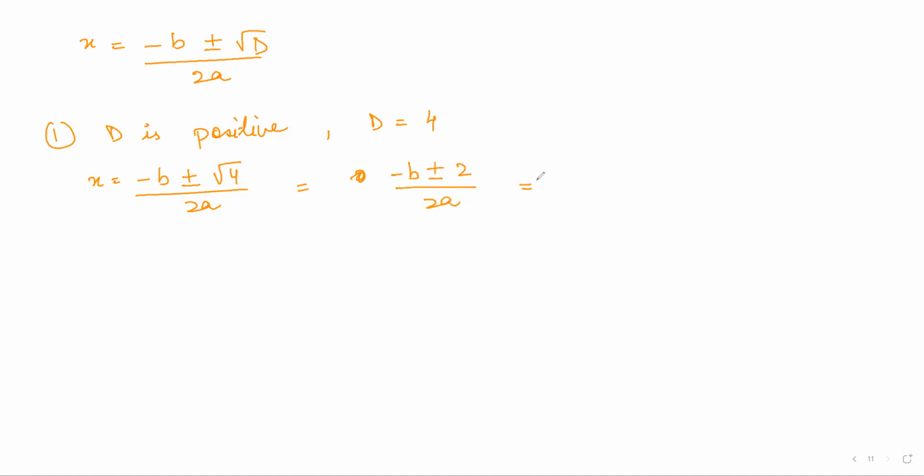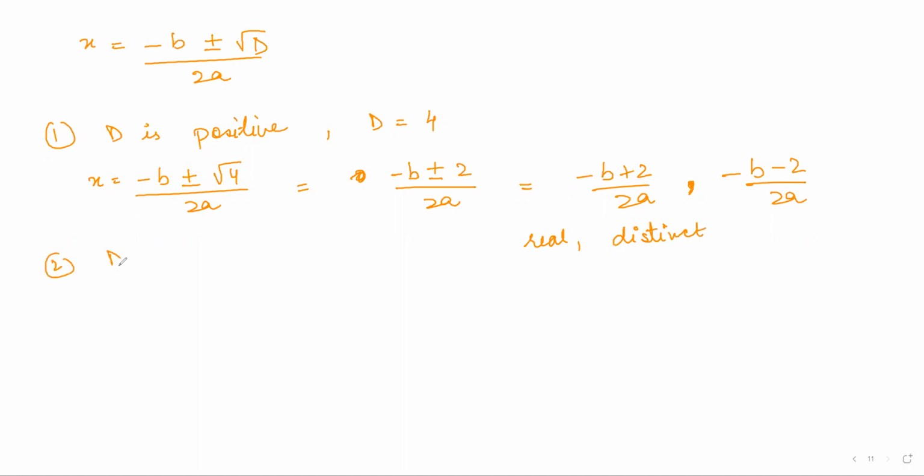So one root is minus b plus 2 divided by 2a. Another root is minus b minus 2 divided by 2a. So I'm getting a real number, but two different numbers I'm getting here, isn't it? Yes, ma'am. One is plus D, one is minus D. So we say that roots are real and distinct in this case, right?